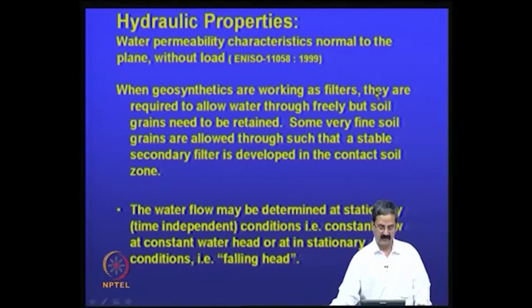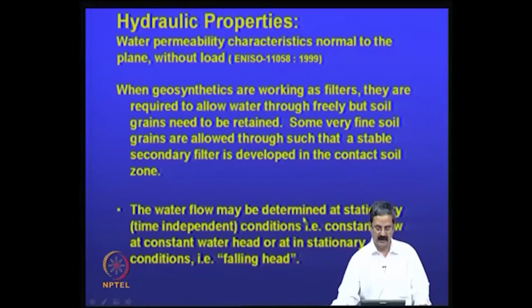Again, we have a lot of testing procedures. When geosynthetics work as filters, they are required to allow water through freely, but not the soil grains. Sometimes some very fine grains are allowed through, such that a stable secondary filter is developed in the contact zone. There is a small theory for that: next to the filter, small particles may not go, though sometimes they do, but there is a possibility that a small secondary filter can develop in the contact soil zone, wherever that contact occurs.